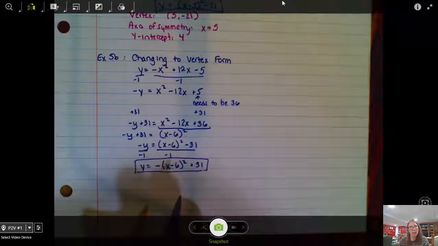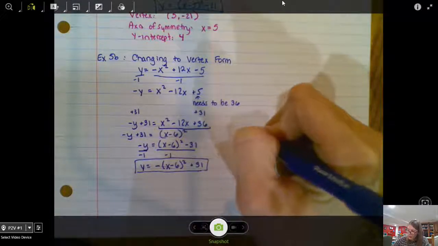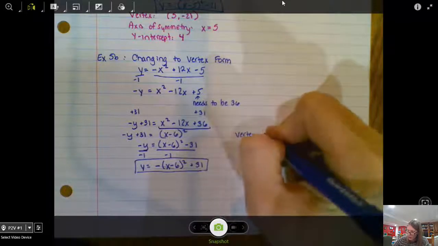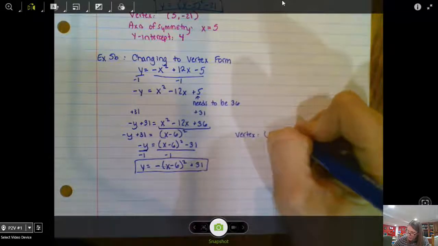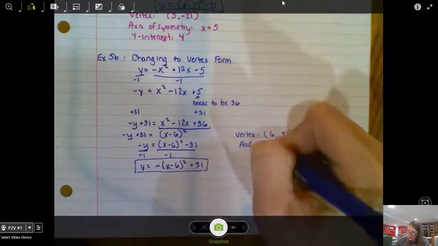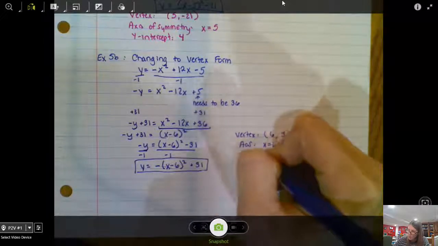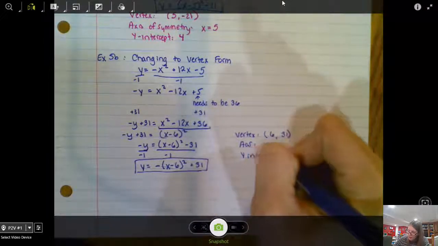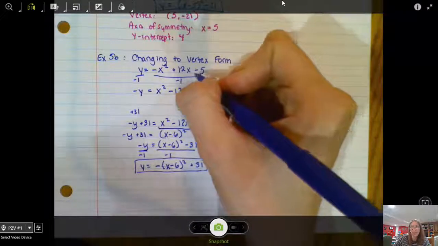If you're kind of thinking through some of those steps, some of those extra questions, even though I didn't ask you here, my vertex would be 6, 31. The axis of symmetry would be x equals 6. And the y-intercept, coming from my standard form way back here, would be negative 5.